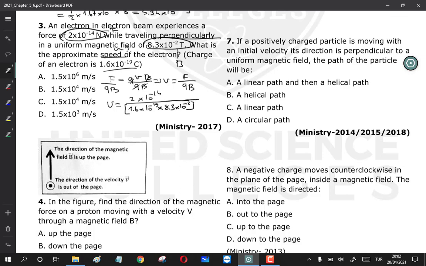2 times 10 to the power of negative 14 divided by bracket 1.6 times 10 to the power of negative 19 times 8.3 times 10 to the power of negative 2. Close the bracket. Answer is 1.5 times 10 to the power of 6 meter per second. So answer is A.